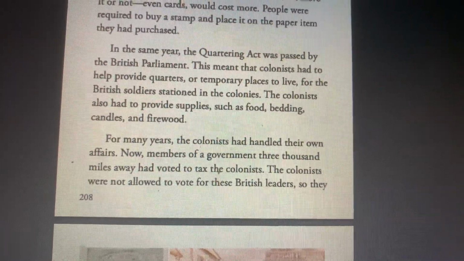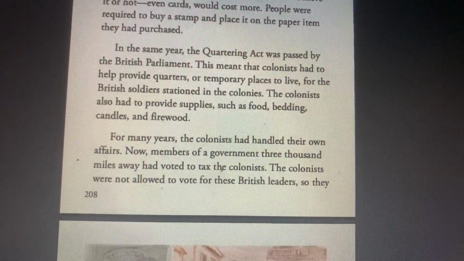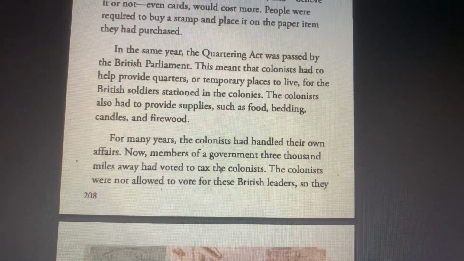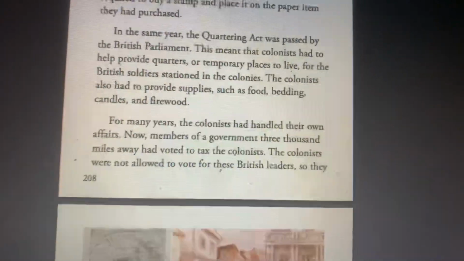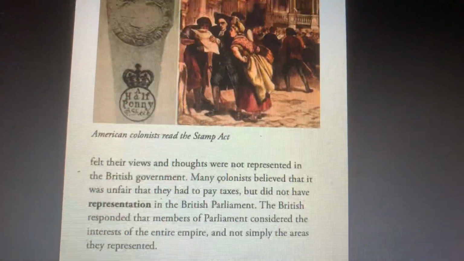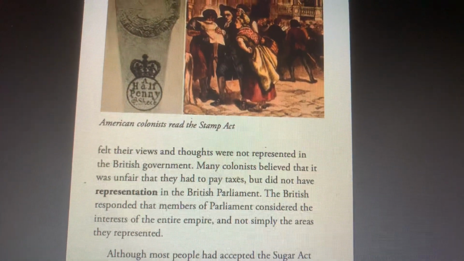For many years, the colonists had handled their own affairs. Now members of a government 3,000 miles away had voted to tax the colonists. The colonists were not allowed to vote for these British leaders, so they felt their views and thoughts were not represented in the British government.